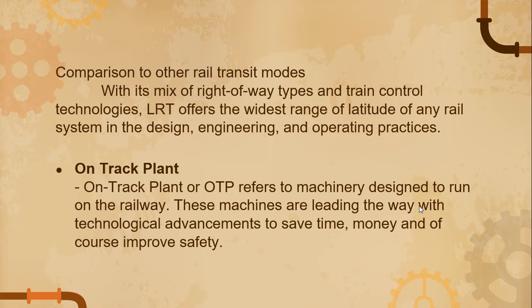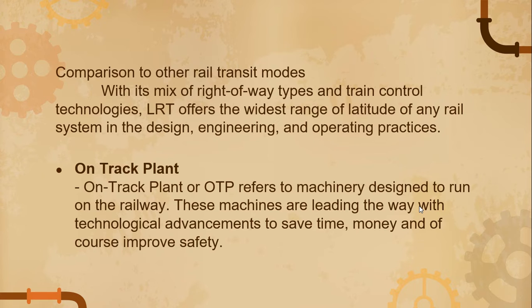So, on to our next bullet, on-track plant. On-track plant or OTP refers to machinery designed to run on the railway. These machines are leading the way with technological advancements to save time, money, and of course, improve safety. Kaso, however, they do still pose a significant risk to people working on or near them. Always make sure you understand the risk before going to work with OTP. So, lahat naman ng bagay sa paligid natin, may mga possible risks pa rin siya. So, we just need to be careful and need natin ma-make sure na aware tayo sa mga risks na kakaharapin natin.